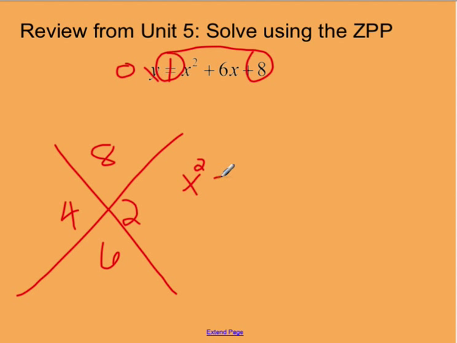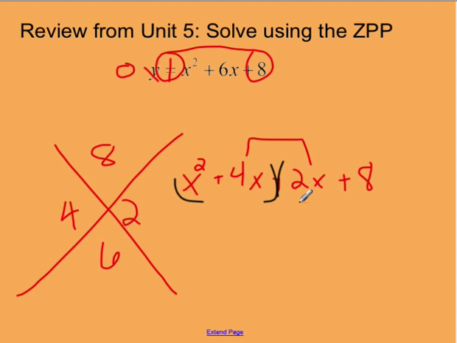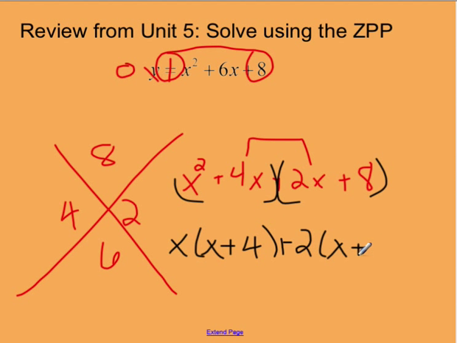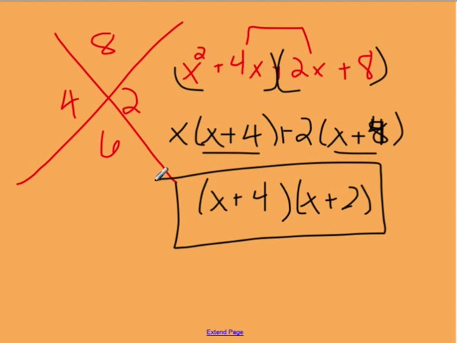So then I have x squared plus 4x plus 2x plus 8. So I split up that b term into those 2 pieces. And now I'm ready to factor by grouping. Between x squared and 4x, I can take out an x, and then I'm left with x plus 4. Between 2x and 8, I can take out a 2, and I'm left with x plus 4, because 8 divided by 2 is 4. So then I notice here that my leftovers are matching, so I can write those out. And then I'm going to write what's left after that. So this right here is your final factored form.